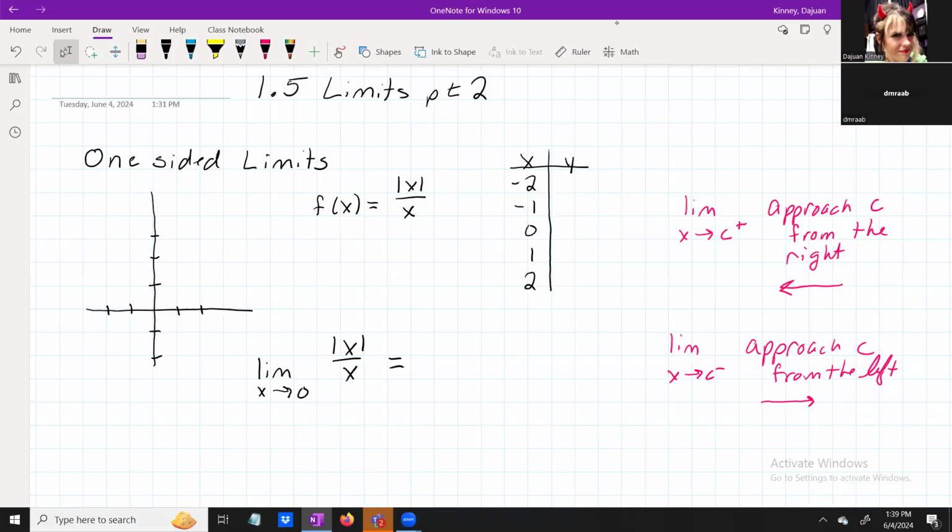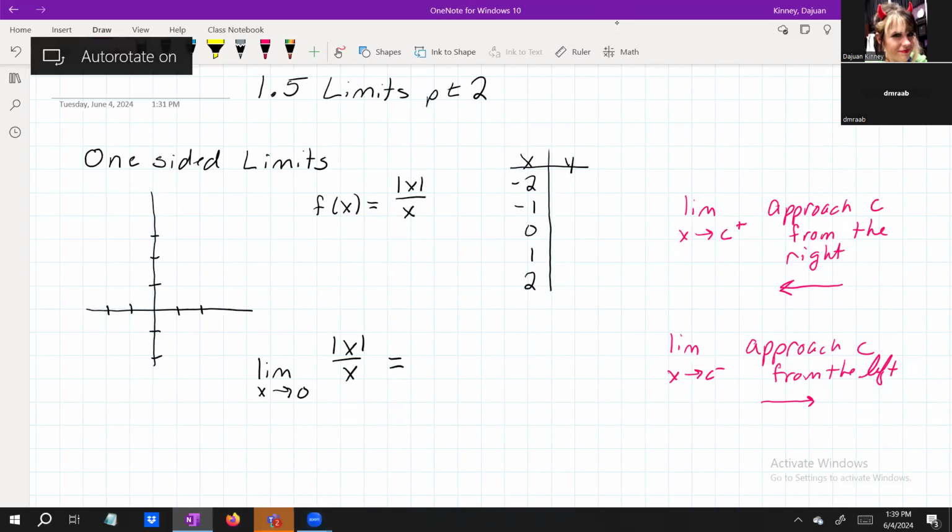Hi, so here is the promised part 2 of limits. Looks like you can see my screen okay. So the last two bits we have are one-sided limits and unbounded limits. So let's look at our one-sided limits first.